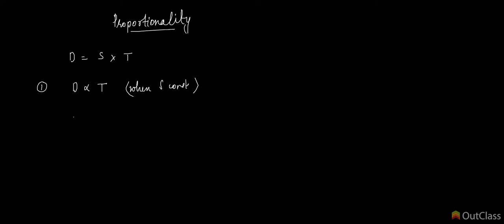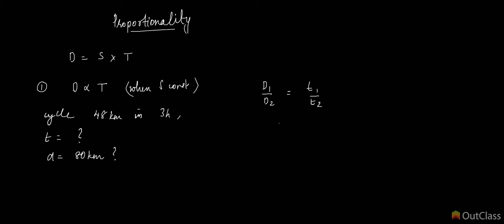The speed might be constant. So let's say that you can cycle 48 kilometers in 3 hours. How long would it take to cycle 80 kilometers? So you're talking about the same person who has a constant speed. We can find the speed and solve this, but let's just look at the proportionality. You can simply say d1 by d2 is equal to t1 by t2 because speed is constant.